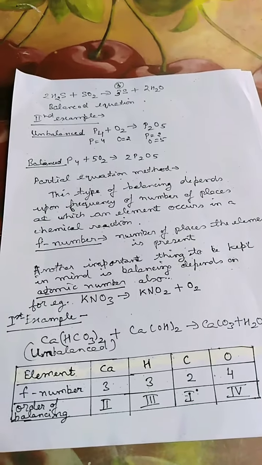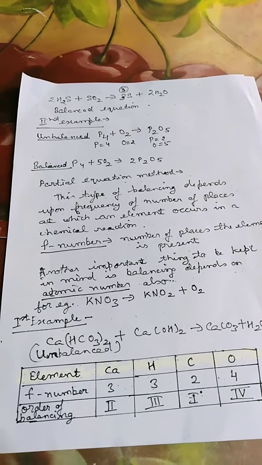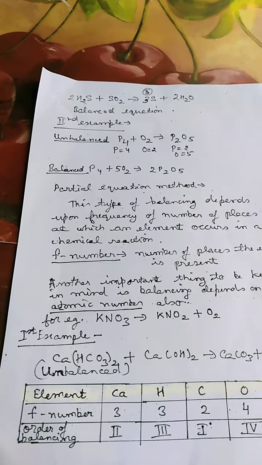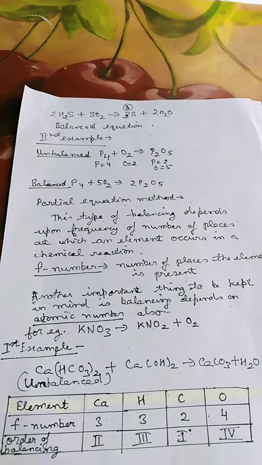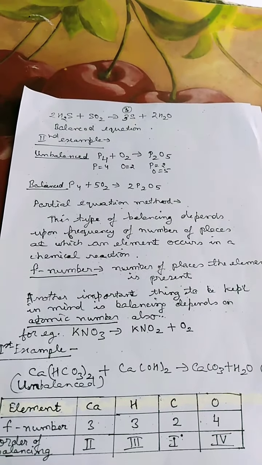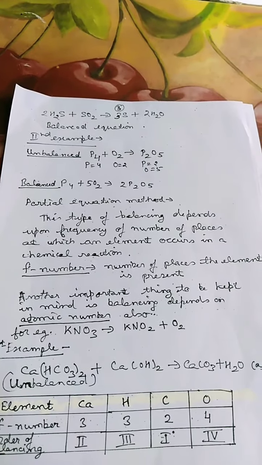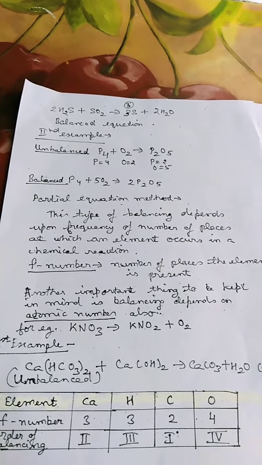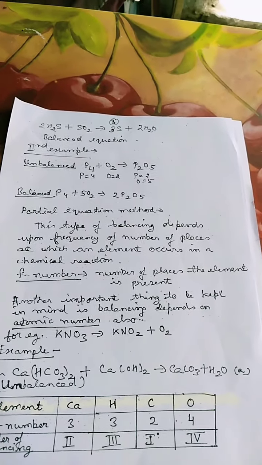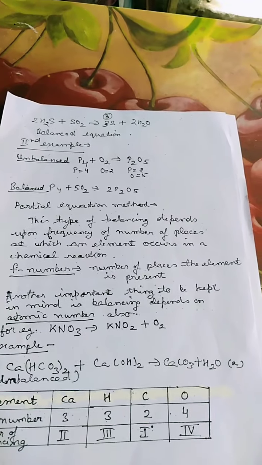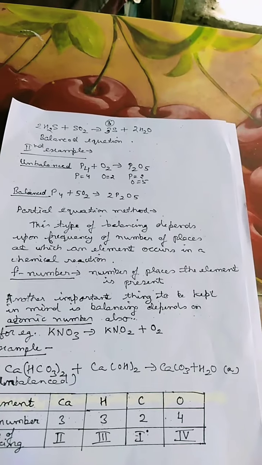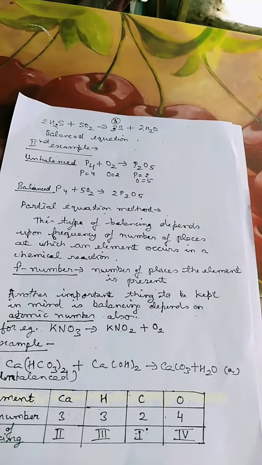In case of the partial equation method, balancing is related to the atomic number of an element. As given on page number 17, the rules for balancing chemical equations by the partial equation method are there. Firstly, the first rule is that we have to write the frequency number of all the elements. Then we will select the element which has the least frequency number. Then the other element with the least frequency number.